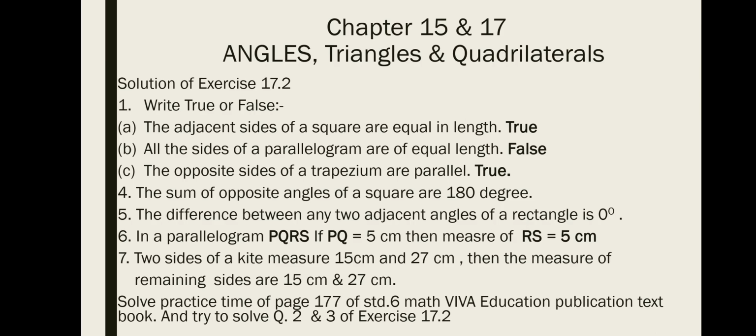In a parallelogram PQRS, if PQ is 5, then the measure of RS will be 5 centimeter because they are opposite sides. 7th question. Two sides of a kite measure 15 and 27. As I told you that two sides are equal. So then the measure of the remaining sides will be 15 centimeter and 27 centimeter. Now solve Practice Time of page 177 of Standard 6 math VIVA Education publication textbook. And try to solve question 2 and 3 of exercise 7.2.